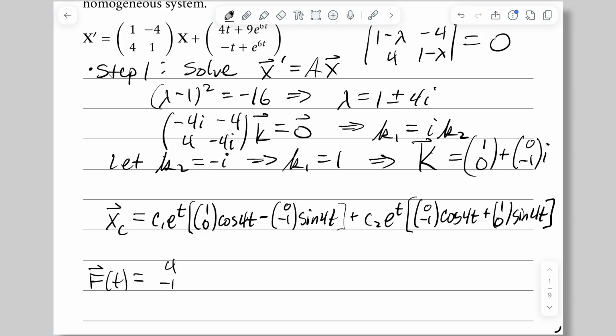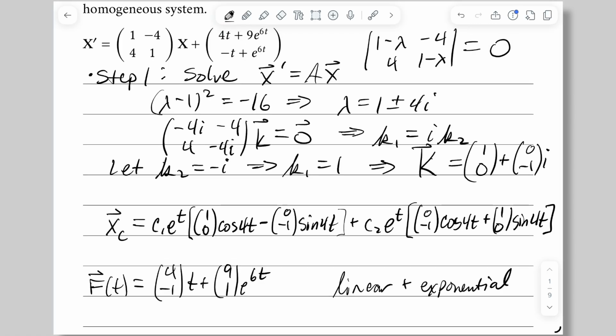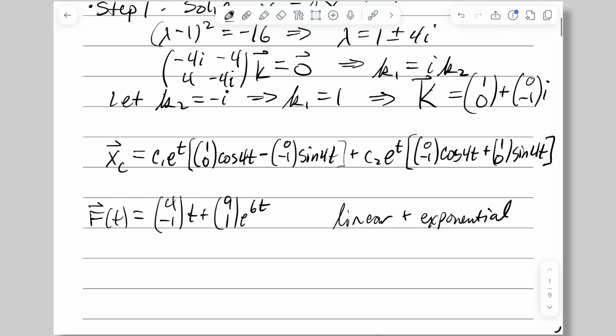It's 4, negative 1 t plus 9, 1 e to the 6t. And this is the form of a linear plus an exponential. When solving homogeneous equations, if we had a linear plus an exponential, we would have called the linear ax plus b. And the exponential, in this case, something like c e to the 6t, right? The linear needs to be generic, right? Not just ax, but ax plus b.